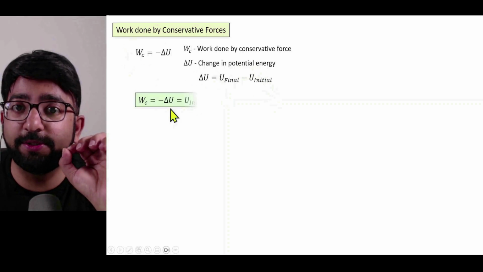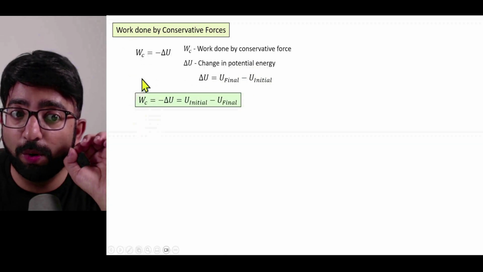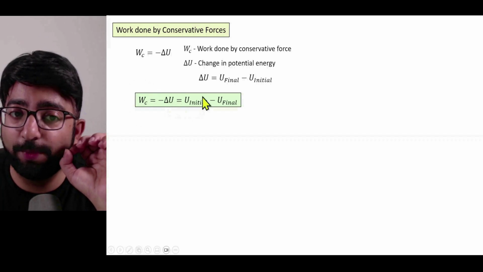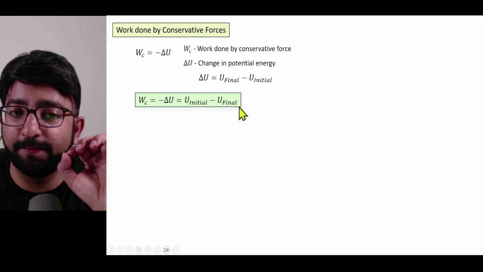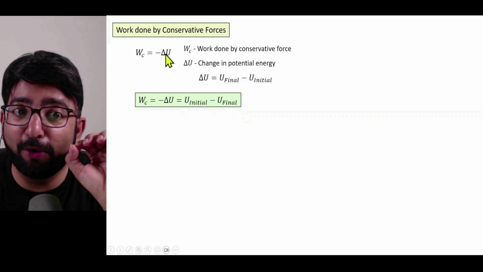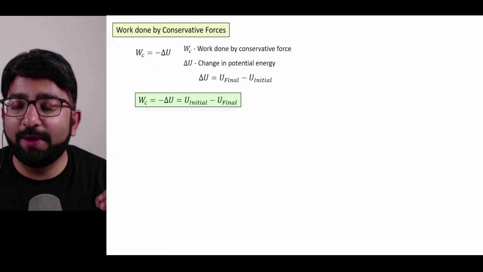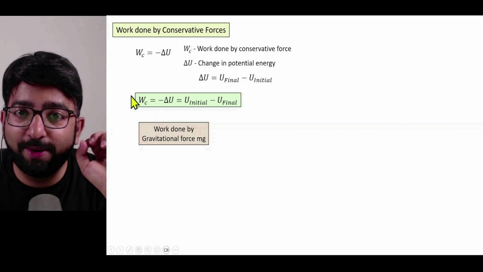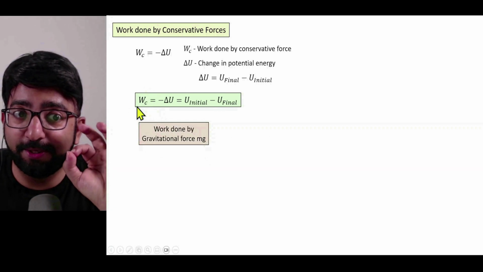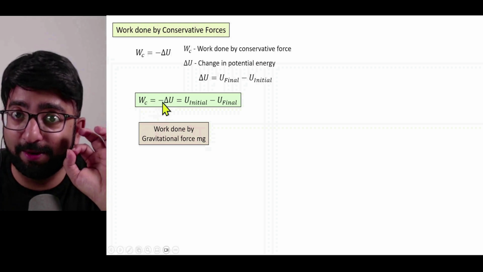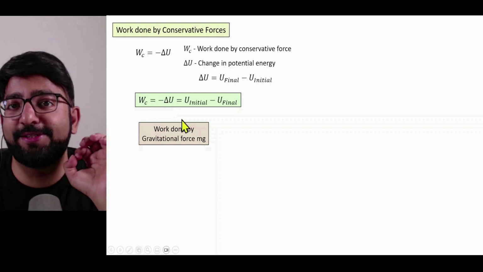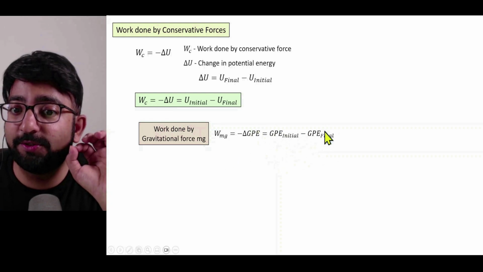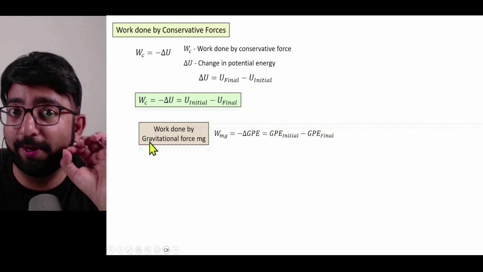If we combine the expressions, we will get WC, work done by the conservative force, equals negative delta U, which will also be equal to initial energy minus final energy. And why have we placed initial in the front? Because of the minus sign. Let's say if the question asks us to find the work done by the gravitational force, which is mg, the work done by mg will be equal to negative of change in the gravitational potential energy. So the formula becomes GPE initial minus GPE final, which gives us the work done by the gravitational force.